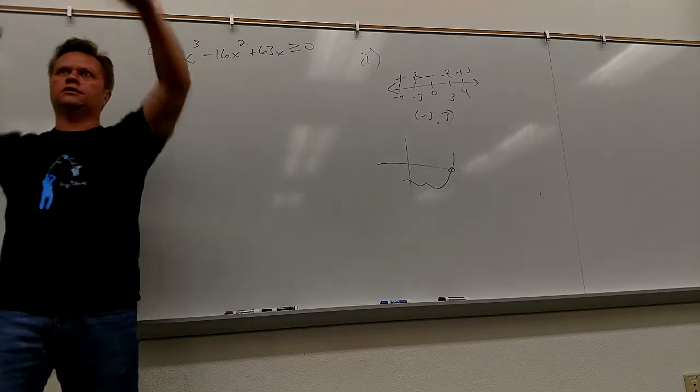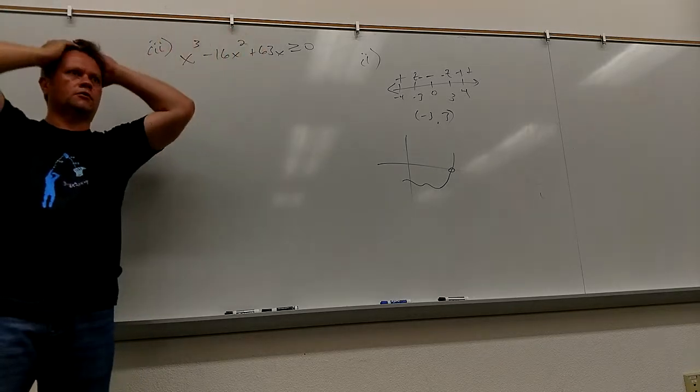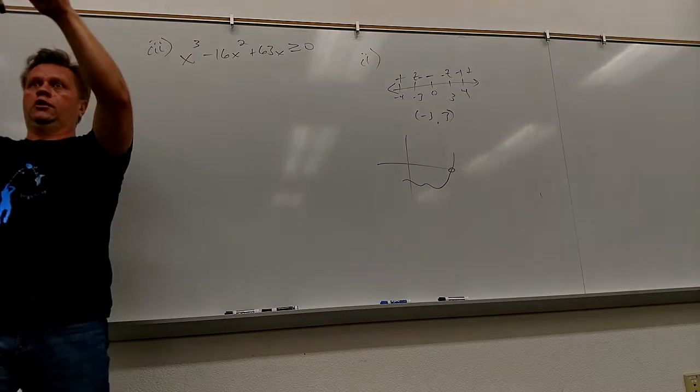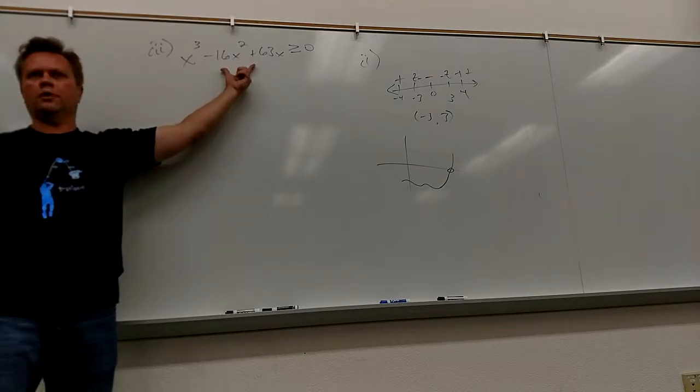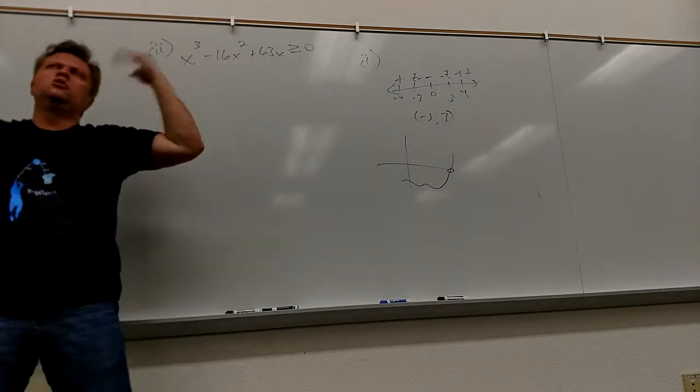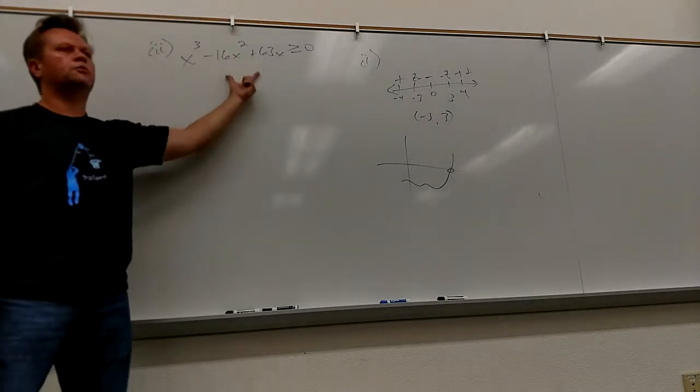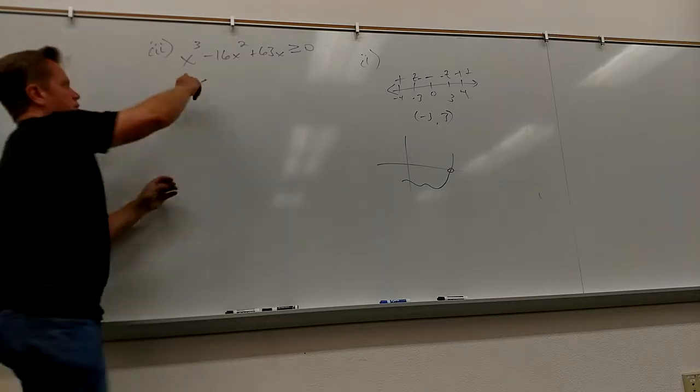How far up do they go? Is it this way or that way? Who knows? Right? Parabolas, it's either sad or happy. There's only two ways it could be. There's a lot more ways this could be. I can't just know what the graph is, so I need an algebraic way to do this. So what do I do first to factor this?